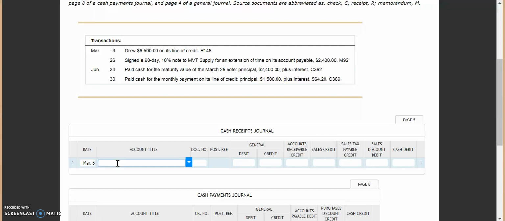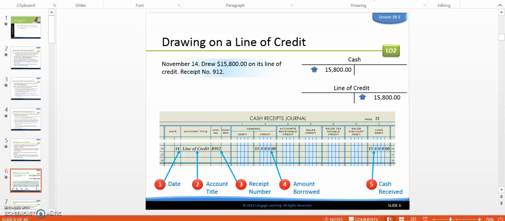The account title again is our line of credit. Our document number is receipt 146. And that's getting credited for the entire amount that we withdrew, which was $6,500. And cash obviously is going up for $6,500. Very similar. If you need to look back and reference it in our PowerPoint, this was the one where I talked about drawing on a line of credit on slide number 6.